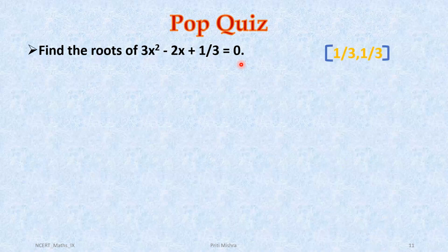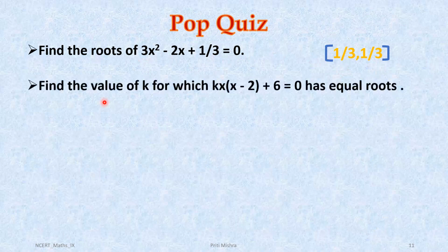So the answer is 1/3 and 1/3, which means this quadratic equation has both the same roots. Now our next question is, find the value of k for which kx into x minus 2 plus 6 equals to 0 has equal roots. This is a quadratic equation because x into x will be x square. And you have to apply the condition for when it has equal roots, right?